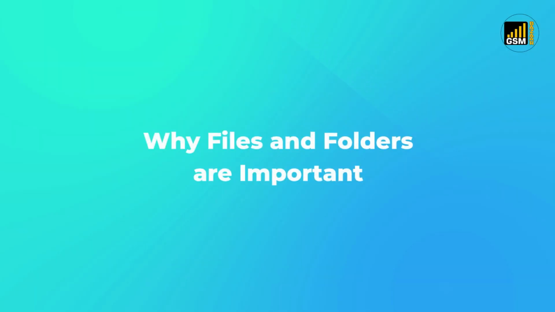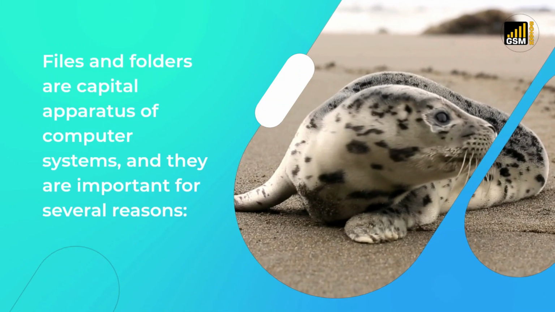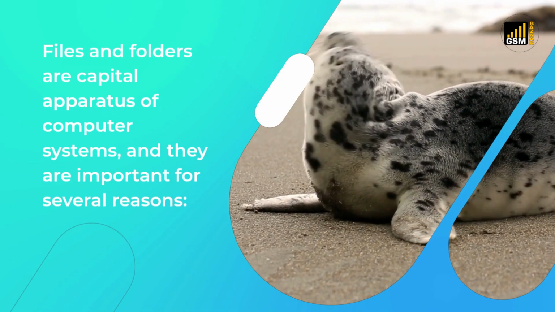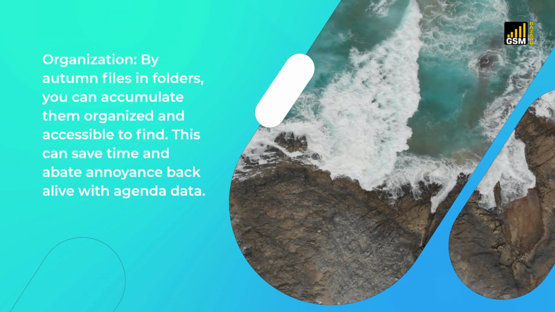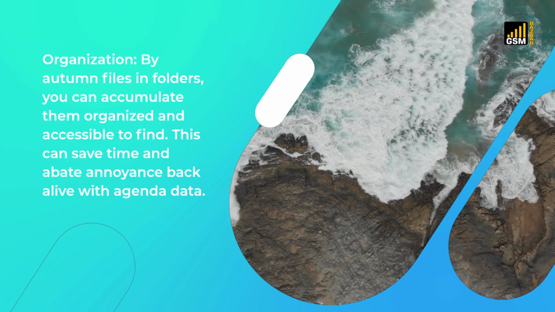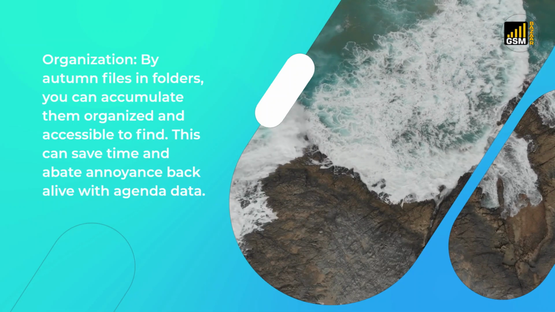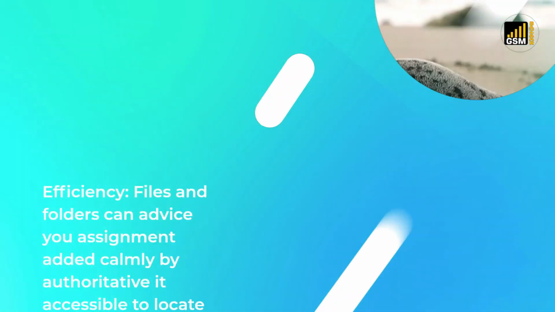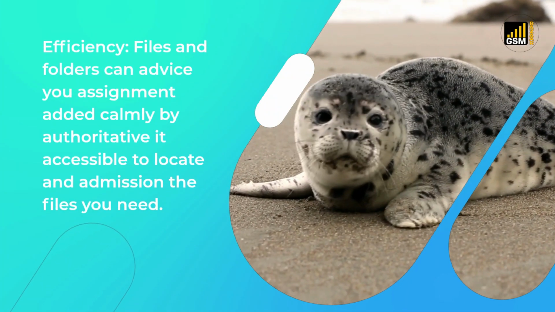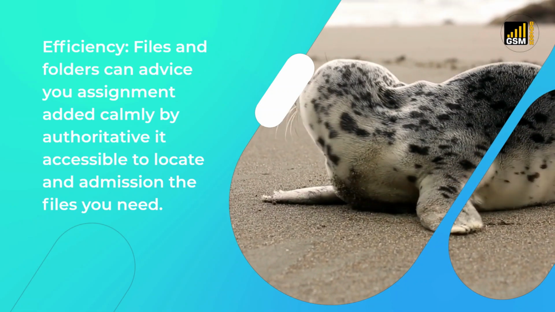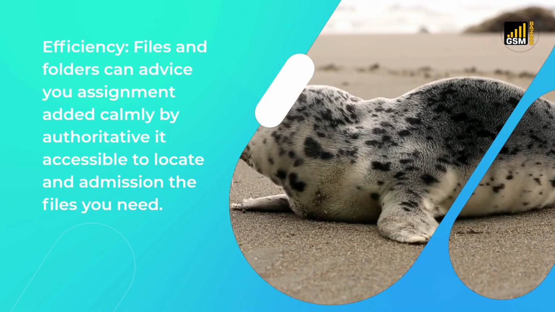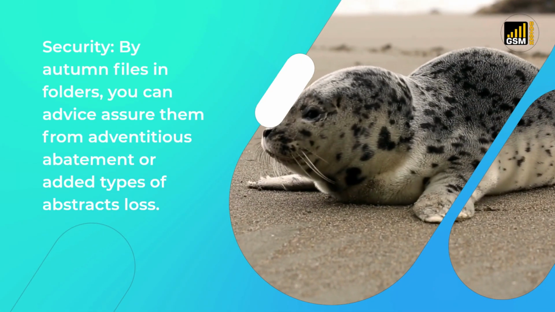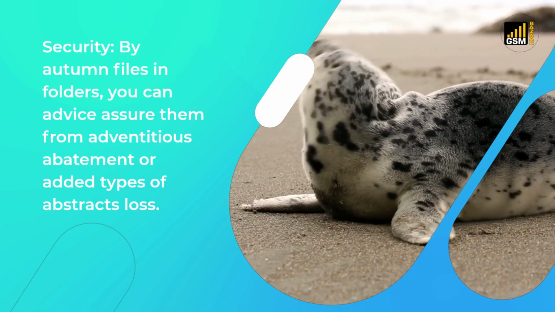Why files and folders are important. Files and folders are essential components of computer systems, and they are important for several reasons. Organization. By using files and folders, you can keep them organized and easy to find. This can save time and reduce frustration when working with digital data. Efficiency. Files and folders can help you work more efficiently by making it easy to locate and access the files you need. Security. By using files and folders, you can help protect them from accidental deletion or other types of data loss.